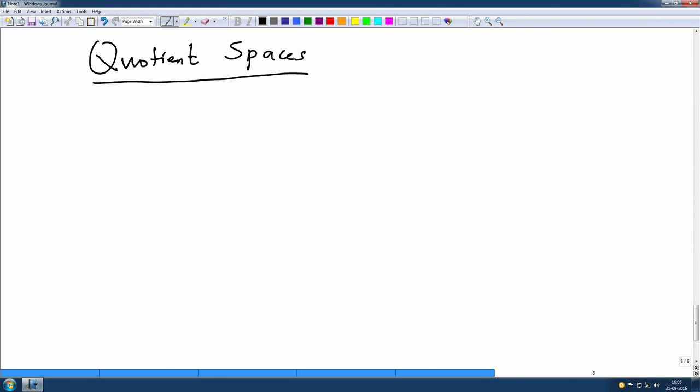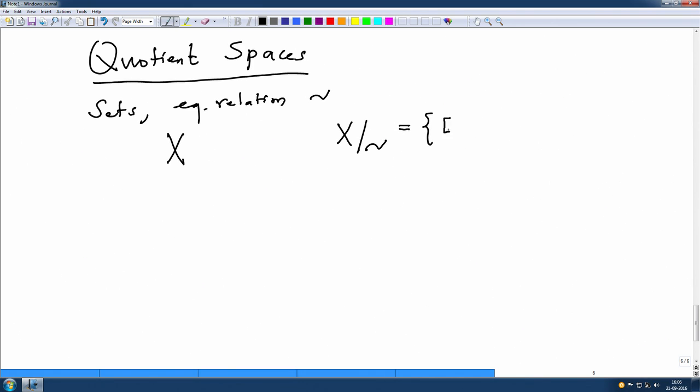For example, in sets, we have a set X, and usually on the set there are equivalence relations. Let us call it tilde. Then we have the quotient set X by tilde. This is the set of all equivalence classes. Equivalence classes are also denoted like this.